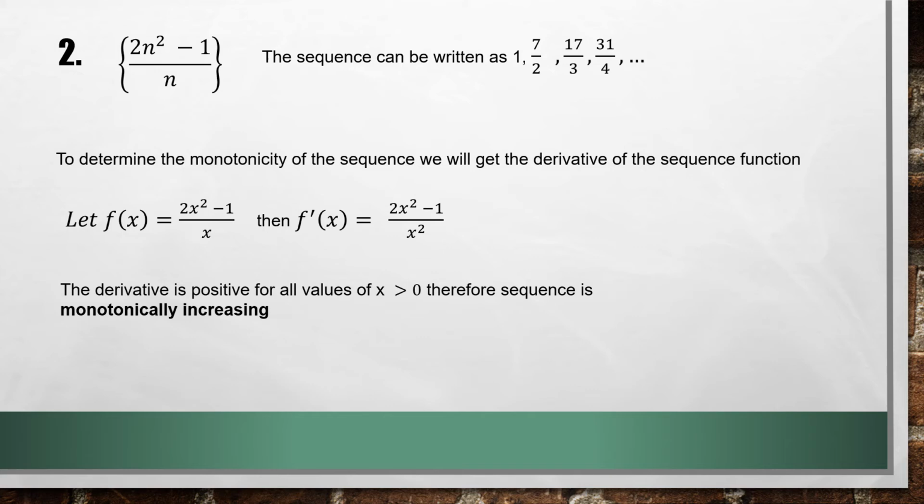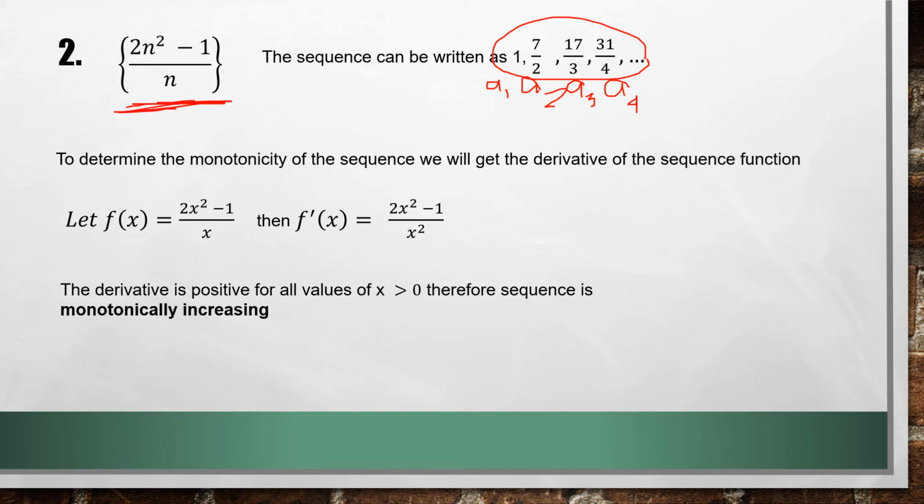For the second given sequence term, 2n squared minus 1 over n, the sequence can be written as: if n is 1, a sub 1 is 1. If n is 2, a sub 2 is 7 over 2. If n is 3, a sub 3 is 17 over 3. If n is 4, a sub 4 is 31 over 4. These are the first 4 sequence terms of the given sequence.